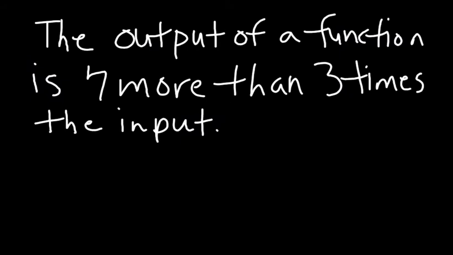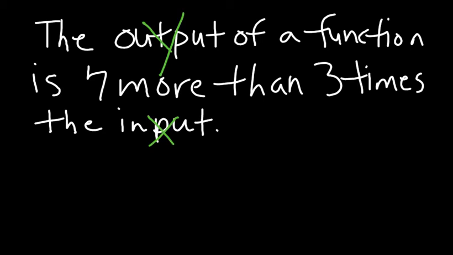Now, you're going to have some problems, and they're going to start out like this. The output of a function is 7 more than 3 times the input. Okay, first of all, we know what output is. What did I tell you output was? Output is always y. So that's y. Okay, think of that as y. And input, I told you, is always x.